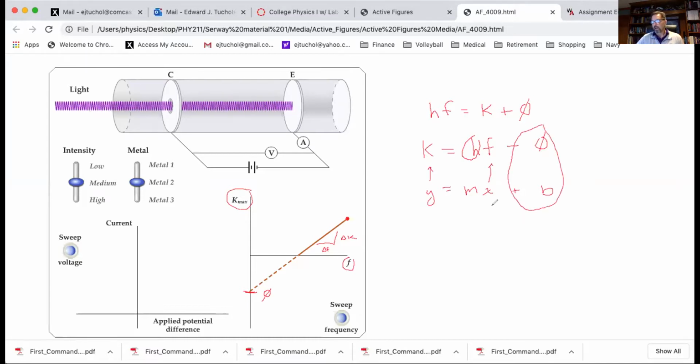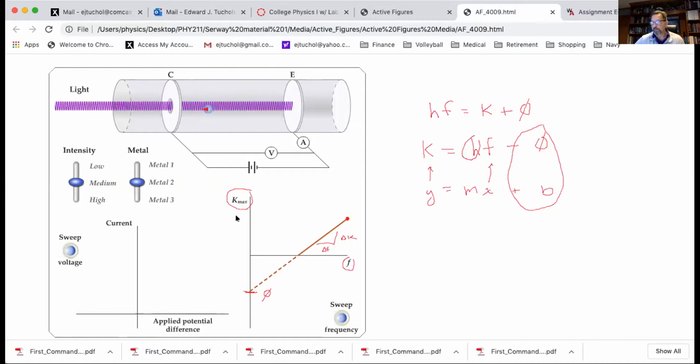All right, so from an experiment like that, where you can sweep through frequencies, starting with a low frequency and going to a higher frequency, if you could plot what the kinetic energy of the electrons was as a function of frequency, you've made a measurement of Planck's constant, haven't you? And that's kind of interesting.